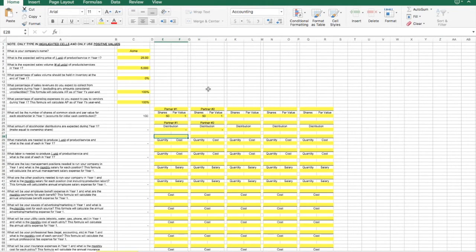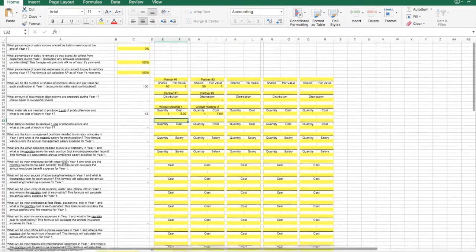So what materials are needed to produce 1 unit of product or service? I don't know what those are, but say you need 2 different types of material to produce your widget, and you use 1 of each. It's made of 2 pieces, and the first piece costs you $5 and the next piece costs you $7. So all told, your widget product costs you $12.